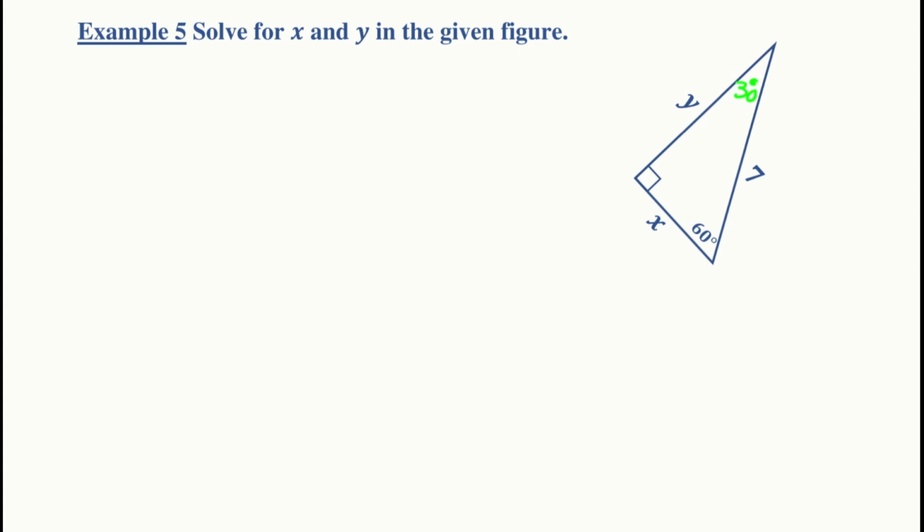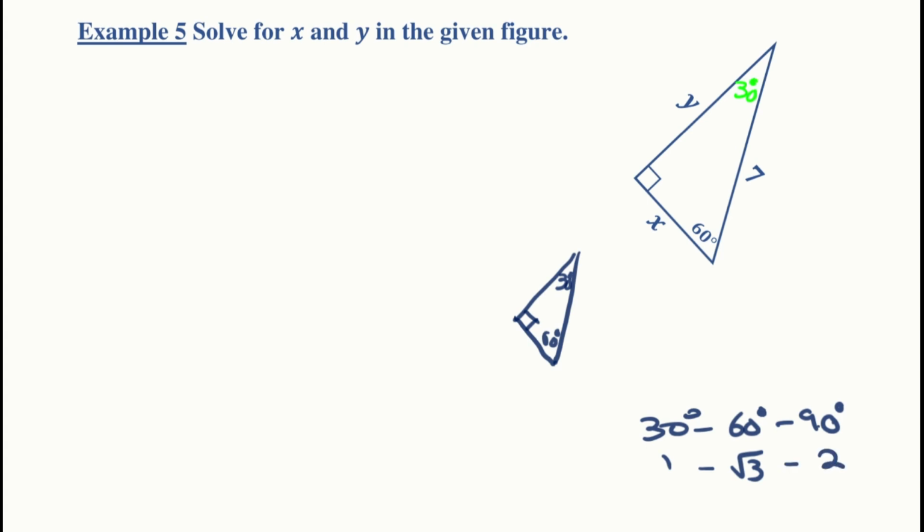And then what's really useful is for you to draw another triangle. It would be useful if you draw it in the same kind of positioning, but this time let this be your standard 30, 60, 90. Remember, for the standard 30, 60, 90 triangle, if the side opposite 30 is 1, then the one opposite 60 is square root of 3, and the one opposite 90 is 2.